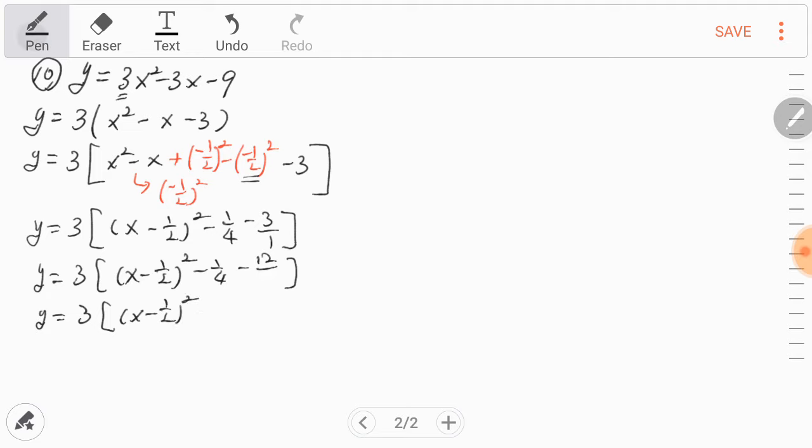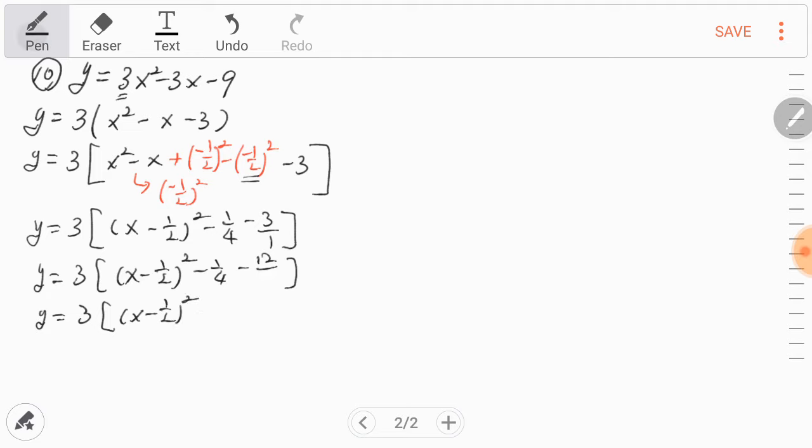Okay, so from here the vertex is what? The vertex is x minus 1 over 2, so the x coordinate is positive 1 over 2. The y coordinate is negative 39 over 4. So this is the vertex.